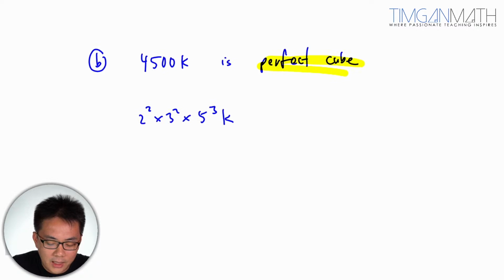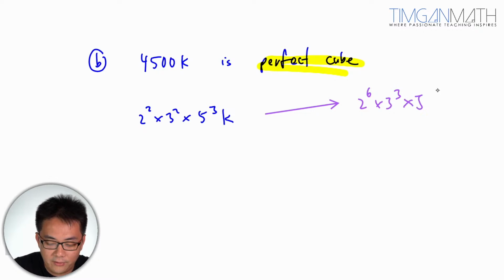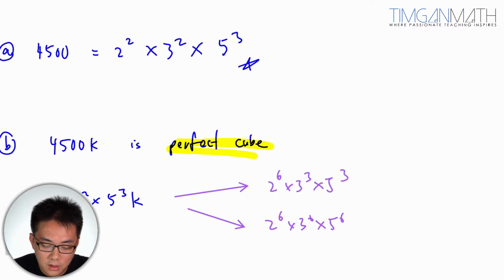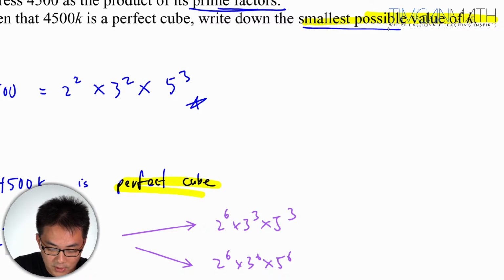Okay, in other words, this k can be any value. It could be 2 to the power 6 times 3 to the power 3 times 5 to the power 3. It could be 2 to the power 6 times 3 to the power 6 times 5 to the power 6. It doesn't matter, it could be any other combination. But what narrows it down and eliminates it to one possible value is this thing called smallest possible value.